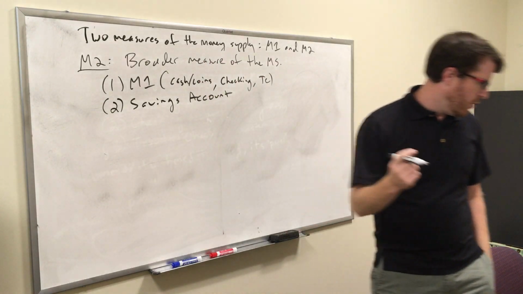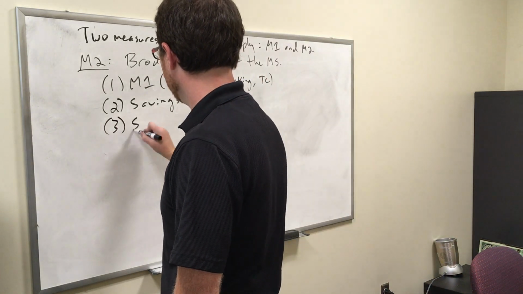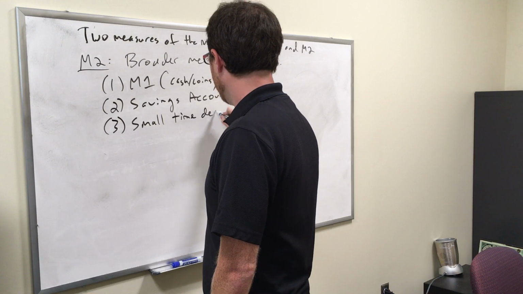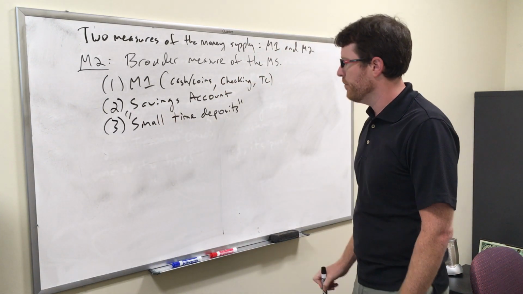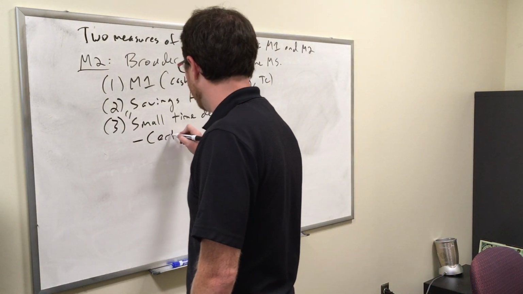So M2 includes M1, savings accounts, a kind of vague category, small time deposits, as the book puts it. These are things like CDs, certificates of deposits.